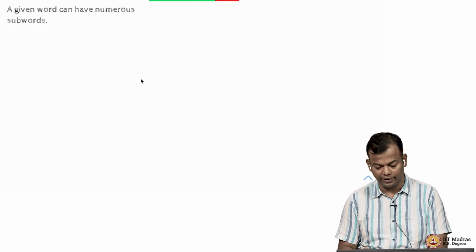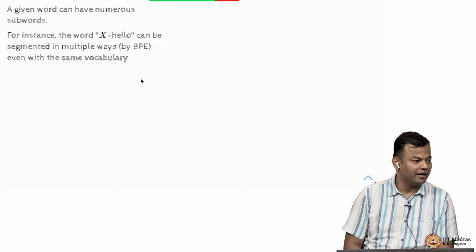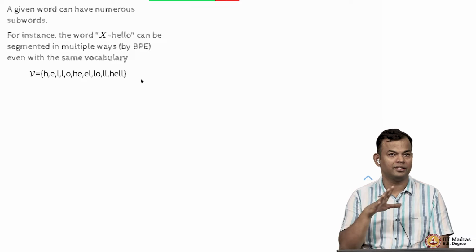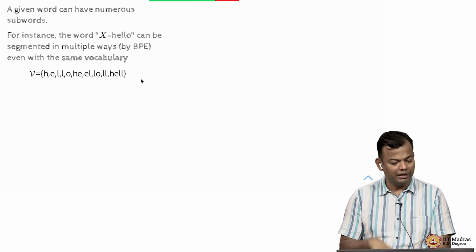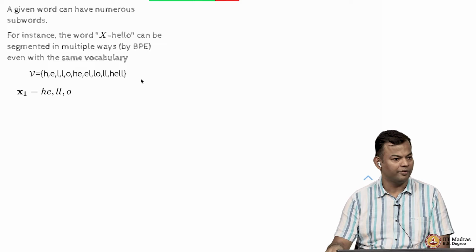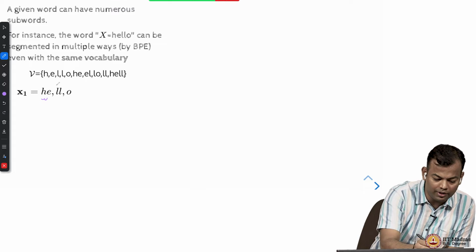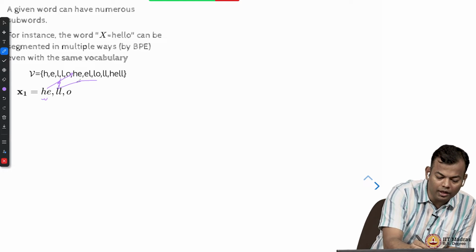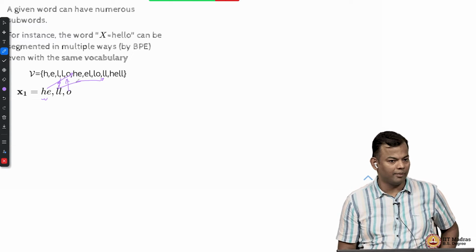A given word can have numerous subwords, which we have already seen, and not just that. Take even a word like hello, and take the vocabulary V, which is HELLO, HE, EL, LL, and HELL. Even with this vocabulary, there are multiple ways of segmenting hello. Looking at this segmentation, this word is in the vocabulary, LL is also in the vocabulary, and O is also in the vocabulary. So this is a valid segmentation as per the vocabulary given to me.